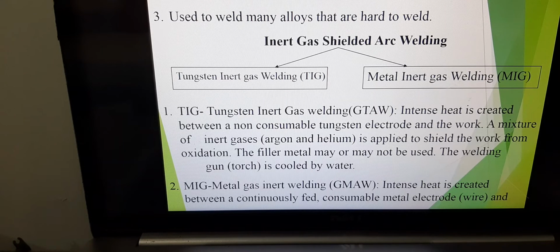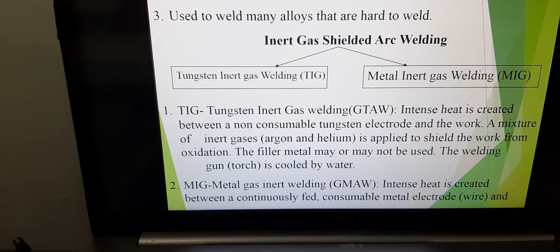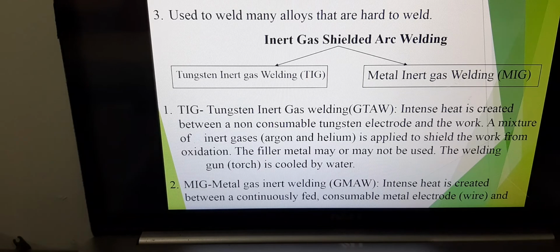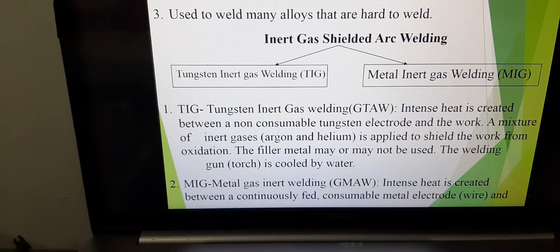What are these tungsten and metal referring to? You're referring to a tungsten electrode and a metal electrode. So you're either going to use a tungsten based electrode or a metal based electrode. If you look at the description for tungsten inert gas welding, intense heat is created between a non-consumable tungsten electrode and the work. What do I mean by non-consumable tungsten electrode?